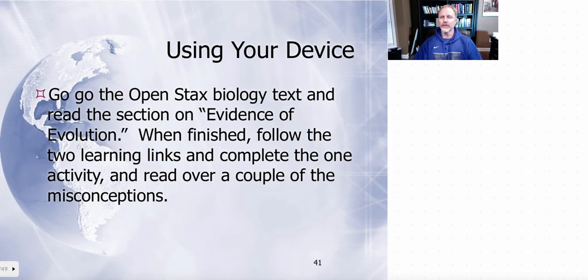So the first thing I want to start out with is having you use your computer, your phone, your tablet, whatever, and go to the OpenStax biology text. You might have to Google OpenStax biology. Then find the section on evidence of evolution. Once you're done reading through that, follow those two learning links and complete one of the activities. Then read over those couple of misconceptions. And then we're going to talk about these in class, okay?